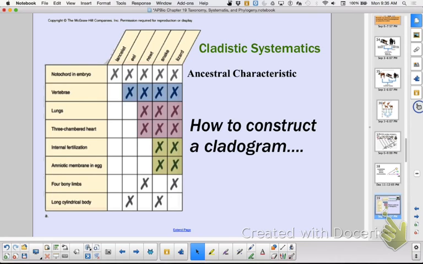Now look at this one right here. We can see a pattern in these three, but these parts right here, the four bony limbs, long cylindrical body, we're not finding that in the same way. Maybe we're not going to take that into consideration. Maybe when you look at your nails, you're not going to look at whether it has the pointy or the flat end. Maybe you're going to dismiss that trait, or maybe you will include it. What the top looks like, maybe you include that, maybe you don't include that when you're constructing your cladogram.